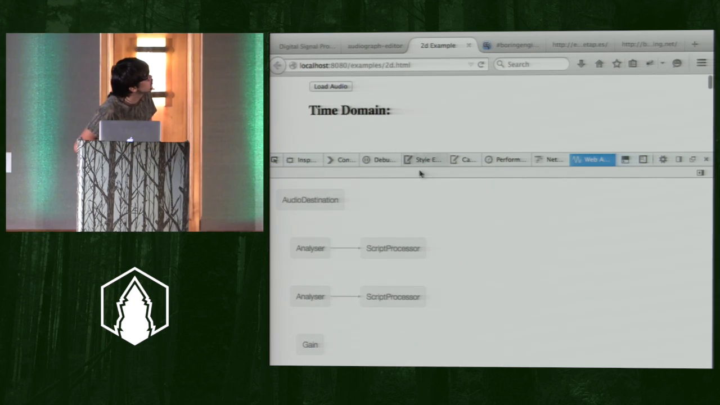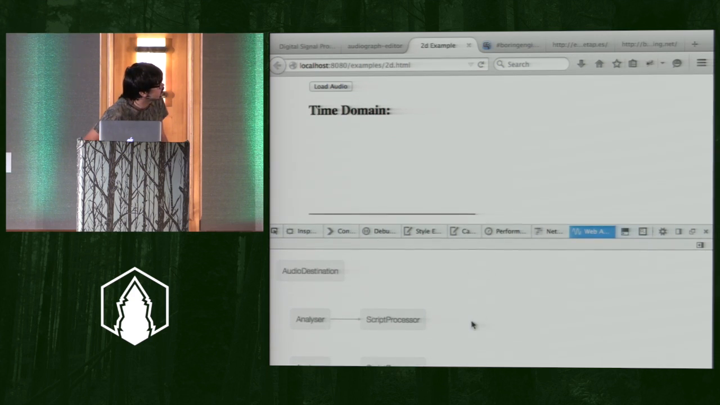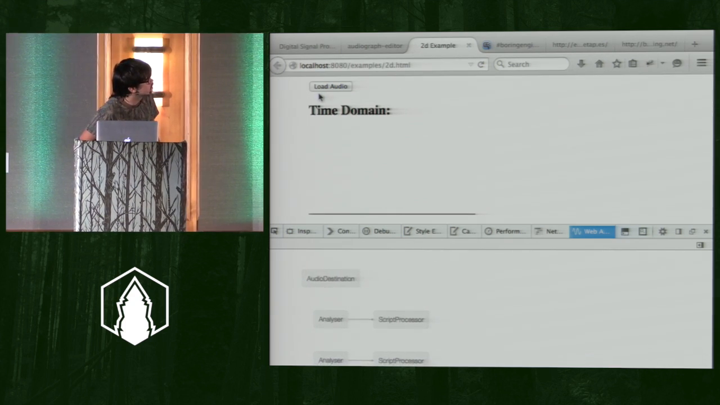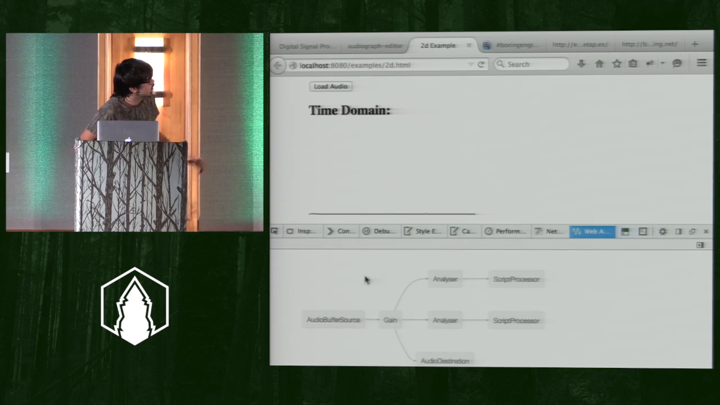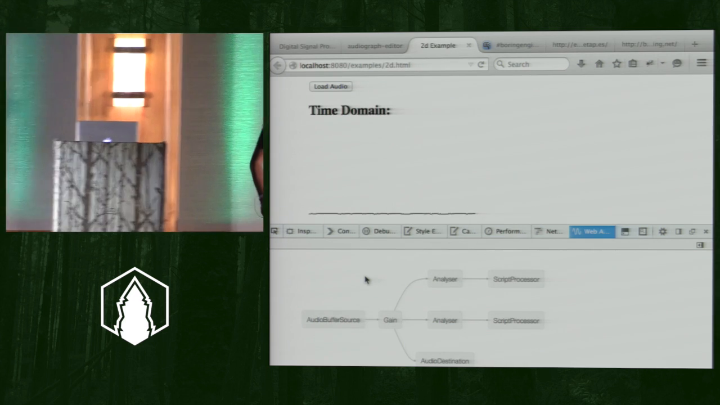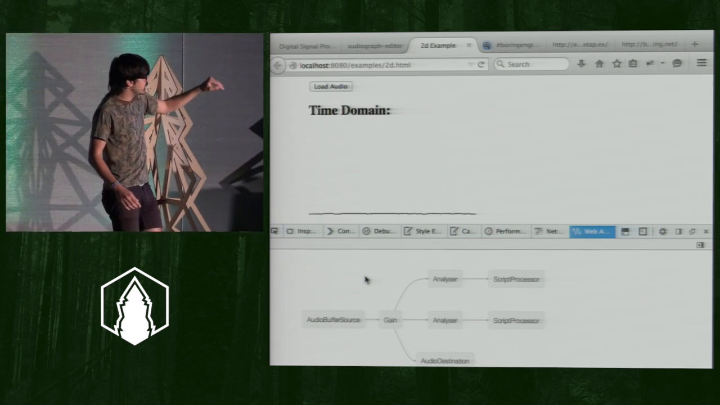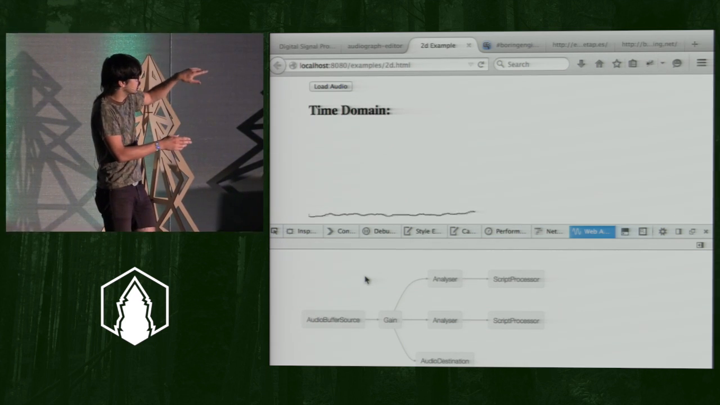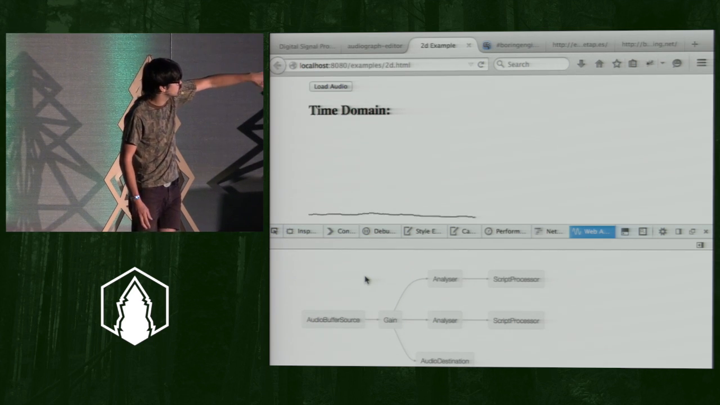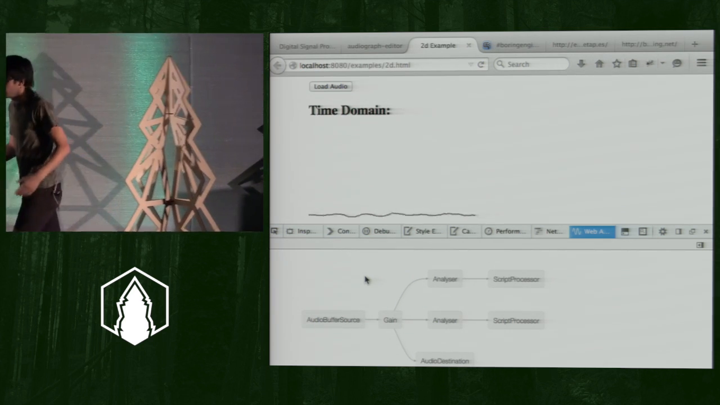So I'm going to go ahead and load some audio. As you can see, we're using that web audio inspector right here so we can see our graph. See, we have our destination. We haven't loaded our sound yet, so it's going to change once we get this loaded in. So we have our destination, we have our analyzer, script processor, and now that we're loaded in here, we have our source, we have our gain node, and then we split off and do our two analyzers. This is where we're going to do our drawing, and then we have our audio destination here.